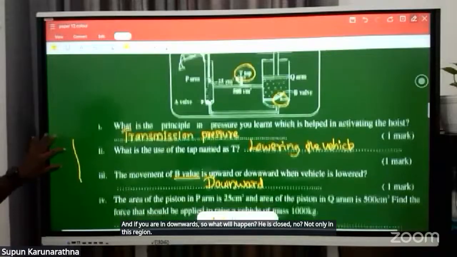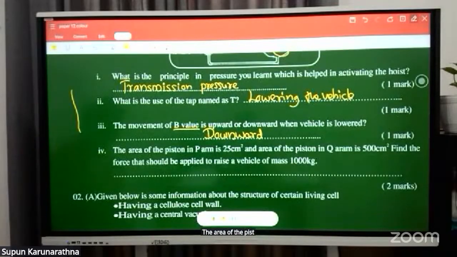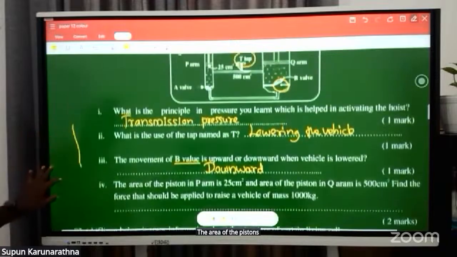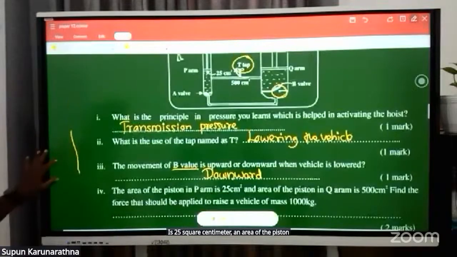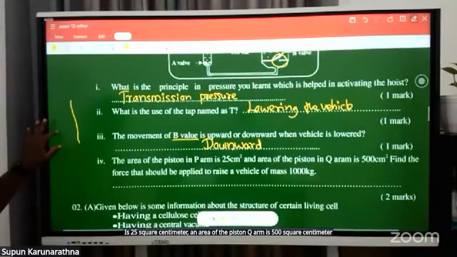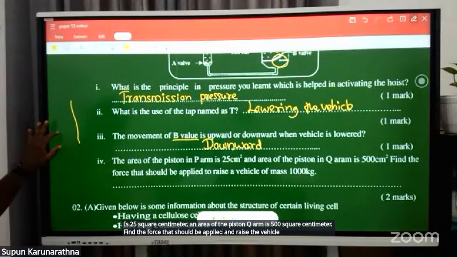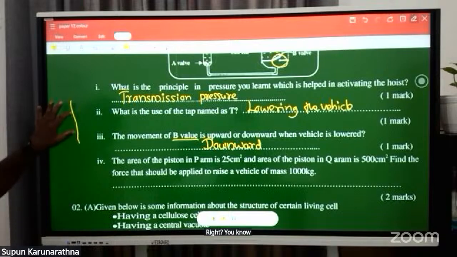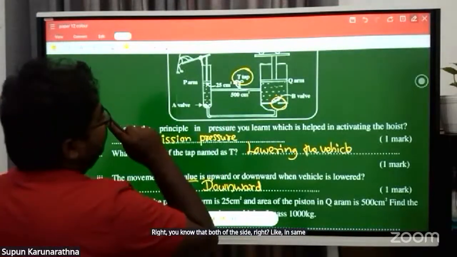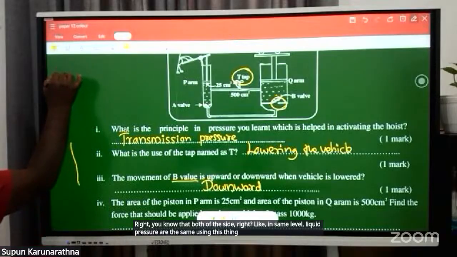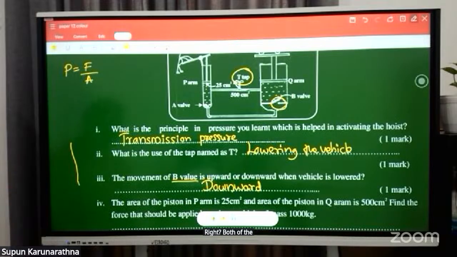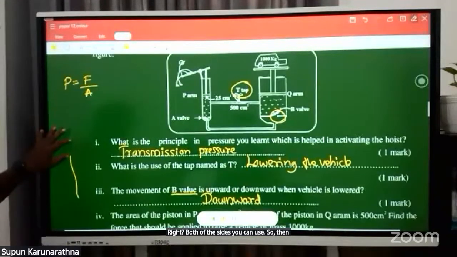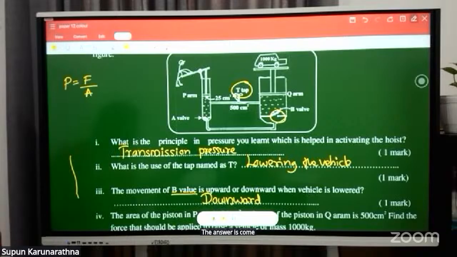The area of the piston in the P arm is 25 square centimeters and the area of the piston in the Q arm is 500 square centimeters. Find the force that should be applied to raise a vehicle of mass 1000 kilograms. You know that on both sides at the same level, the liquid pressure is the same. P equals F by A. Both sides you can use.